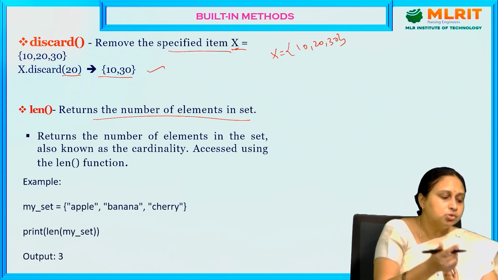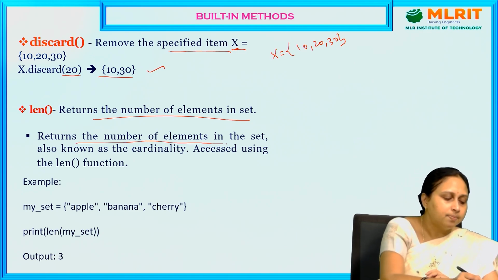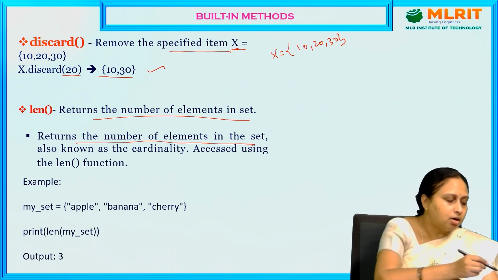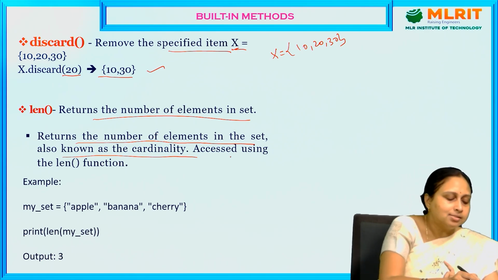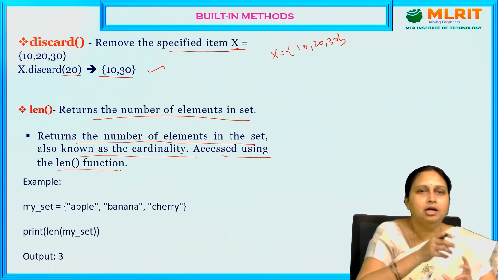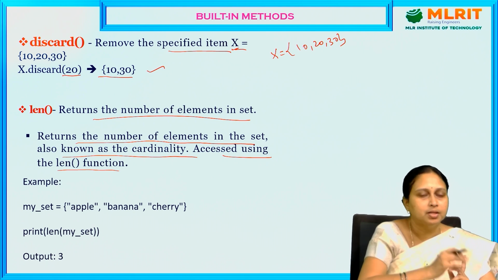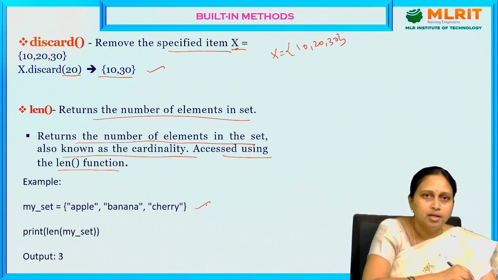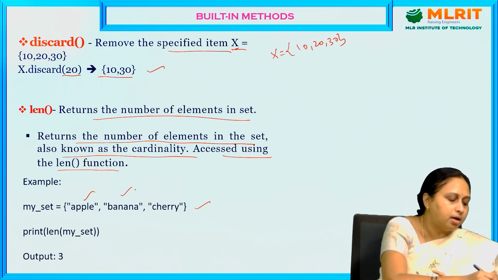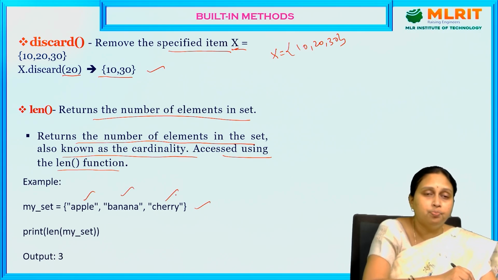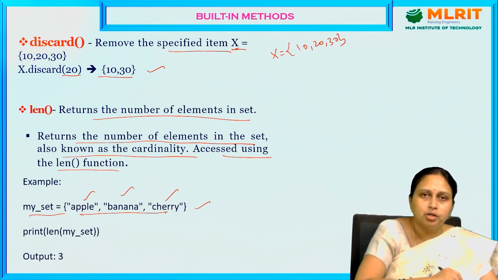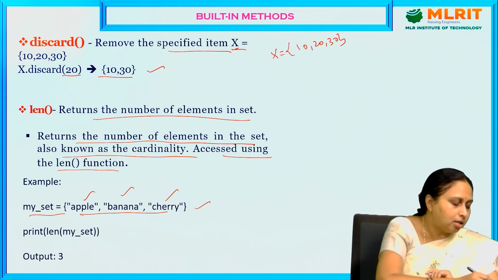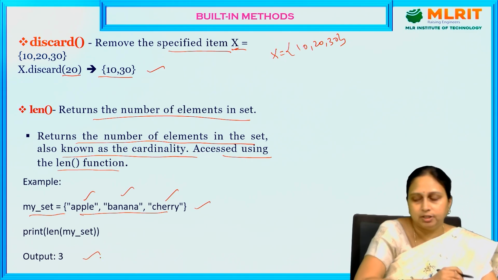This is also defined as returning the number of elements in the set, also known as cardinality. That cardinality we can access by using the length function. Here I am going to define a set with 3 strings: apple, banana and cherry. If I try to print the length of my set, how many strings do we have? We have 3 strings, so the output will be 3.